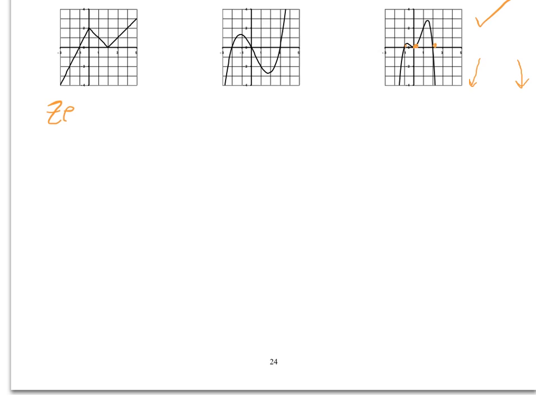So I'm just going to list these here. My zeros are at x equals -1, 0, and this one has multiplicity 2, and 2.